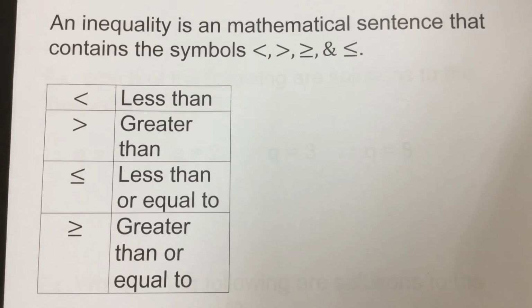So, with this, it's always going to point to the smaller number, or if you think about it, it's going to eat the bigger number. So that's how you know which way it's going to go. So it's going to point to the smaller one, eat the bigger one.